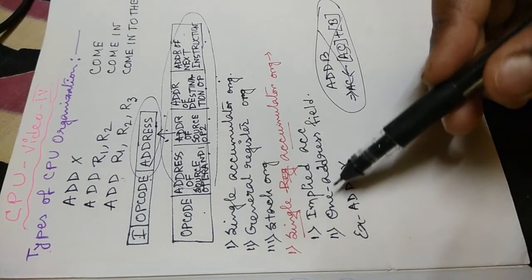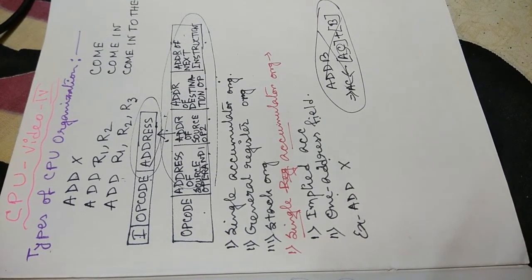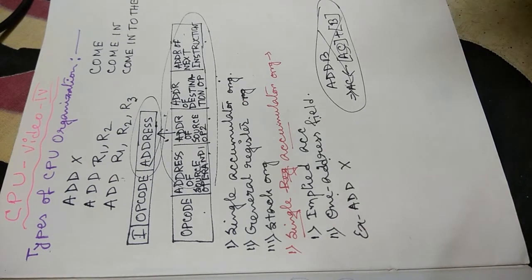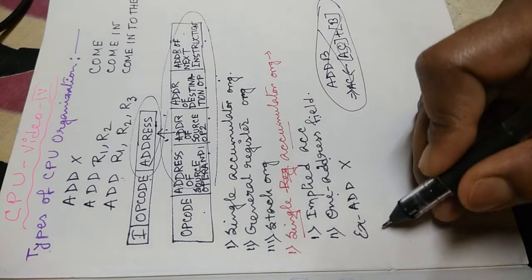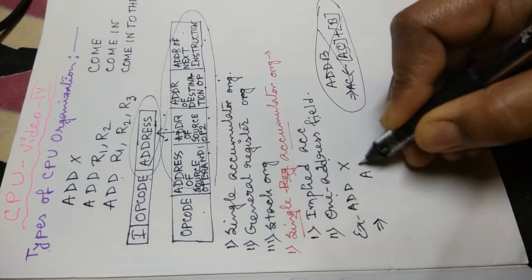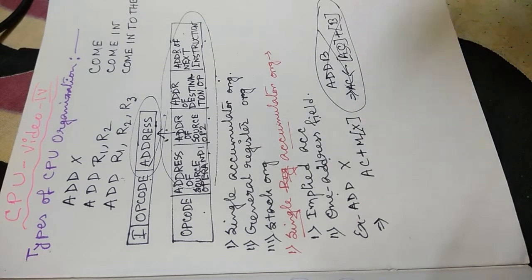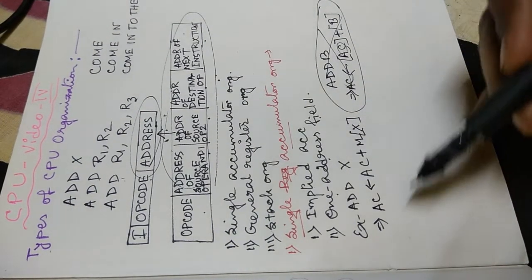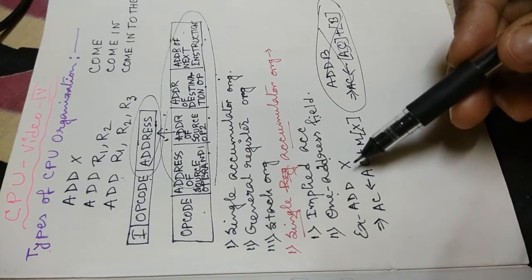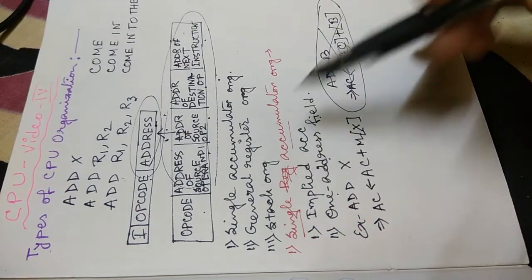And one address field means that in the instruction only one address can be mentioned. May it be register, may it be memory address, whatever, but only a single address can be there, like this. So add x means the content of accumulator is added with the memory word of this location x, and the result is stored in the accumulator, but the role of accumulator is not mentioned in this instruction. So this is all about single accumulator organization.